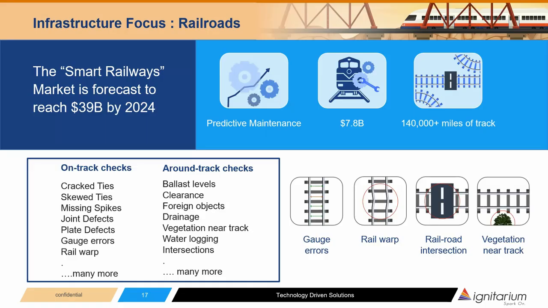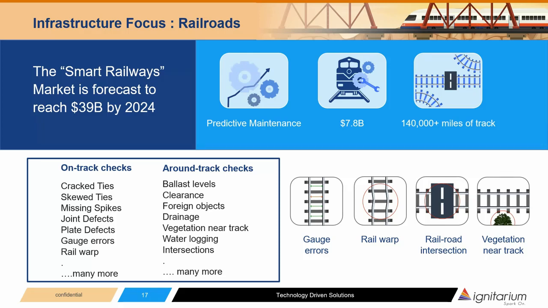In this session, the specific infrastructure asset we focus on is railroads. Here are some more related statistics. The so-called smart railways market is forecast to reach $39 billion by 2024. Within this forecast period, predictive maintenance is expected to grow at the highest CAGR. The US rail network has about 140,000 miles of track, so it's not surprising that the rail maintenance market in the US alone is very large, around $7.8 billion US dollars.